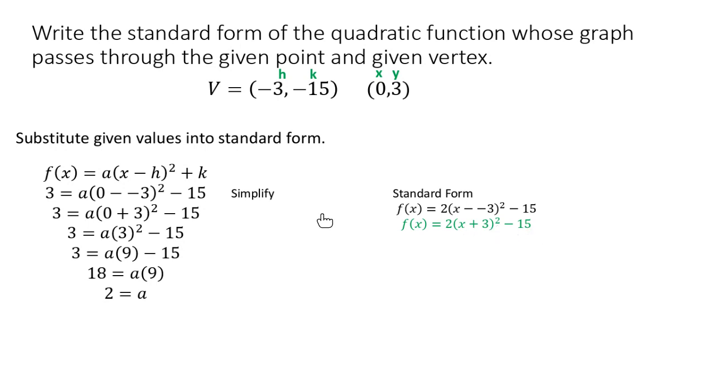And again, this information I used to find my a value. But I could have started right off the bat, because they gave me the vertex, I know that this graph is going to move 3 units to the left, which is indicated by a plus 3, and then the negative 15 is just my k value outside. But I used this point in order to find my a value.